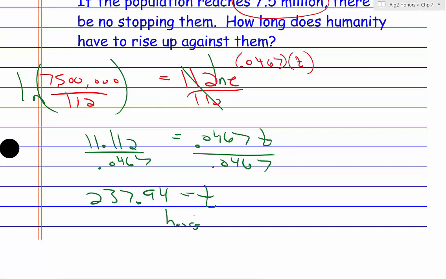All right. So obviously, if we want to make sense of that, we're going to divide it by 24. We're going to get ourselves almost at 10 days. So the zombies, they don't move too fast, but they're certainly going to try and take some things over pretty quickly.